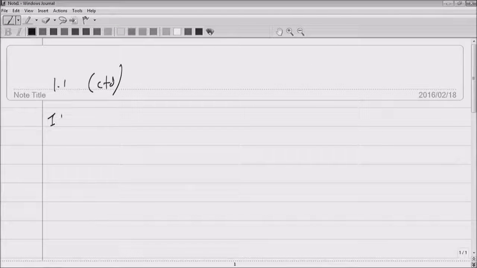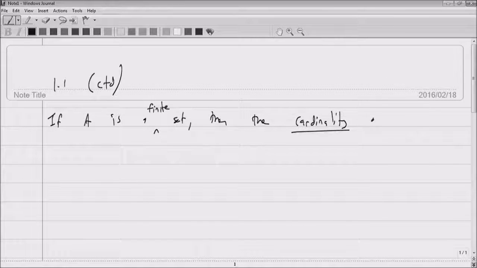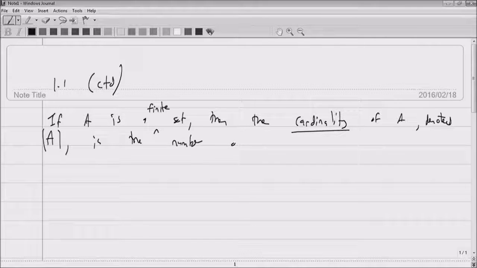So if A is a finite set, then the cardinality of A, which we denote like this, is the number of elements in A.